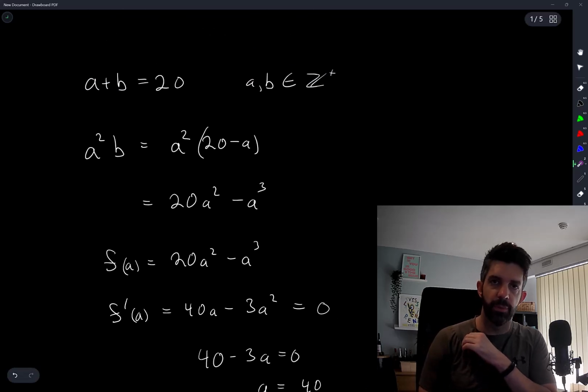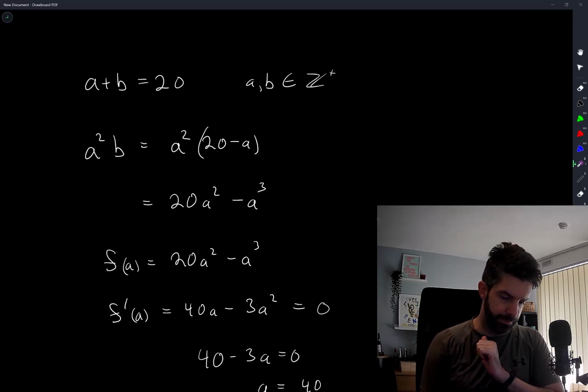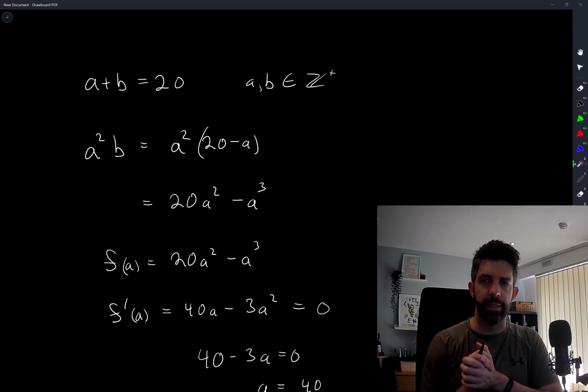Maybe there's another way of doing this without treating a and b as real variables and then taking the closest integers as candidates. Maybe there's a clever way of doing this using only integers everywhere, but I just didn't see it right away. And my instinct was, let's just treat this as a real valued function of a real variable and then check the nearby integers.